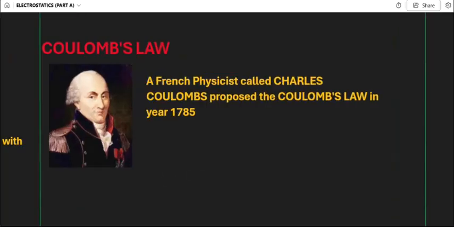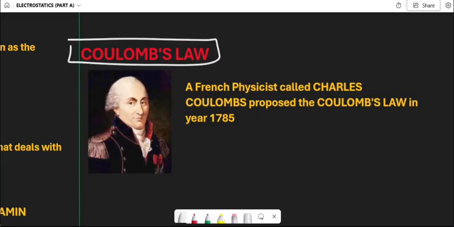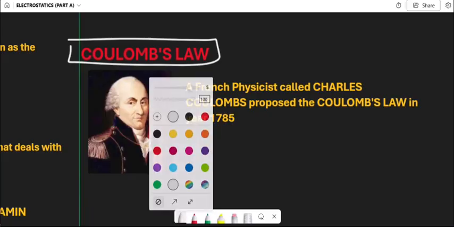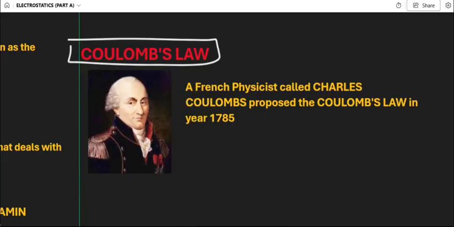Okay, the next thing we are going to learn is about Coulomb's law. What is Coulomb's law? This law is a popular law anytime we are talking about electrostatics. So before we state the law, let's talk about who discovered it.